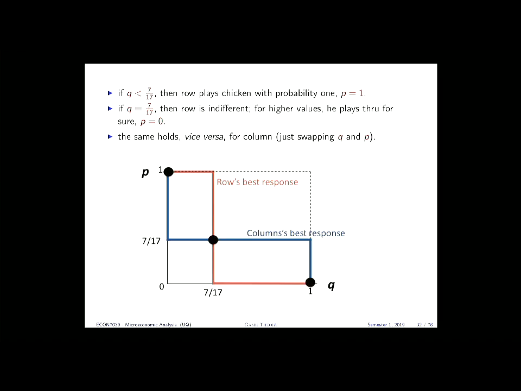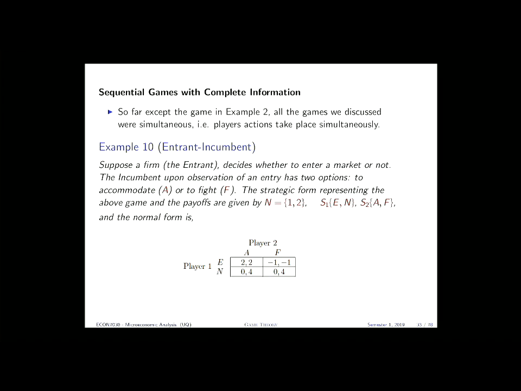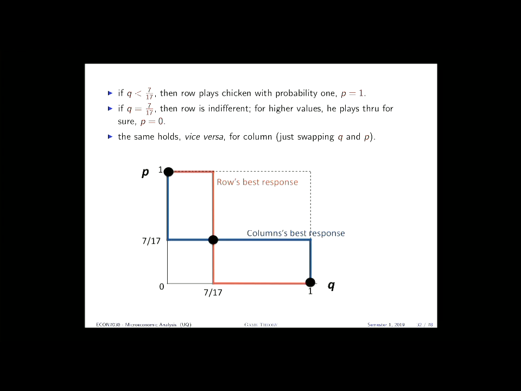So now the good thing is once we found 7 over 17, we found the Nash equilibrium in mixed strategies because the other player is symmetric. So the Nash equilibrium in mixed strategies here will be 7 over 17 and 10 over 17, 7 over 17 and 10 over 17. Okay? That's how you write the Nash equilibrium in mixed strategies.